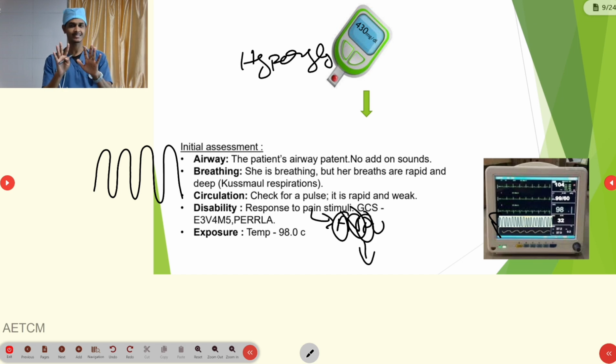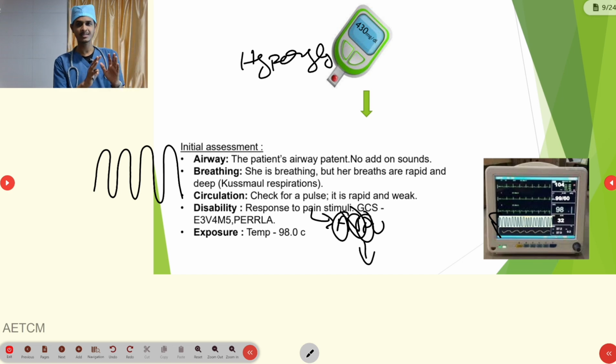So what are the challenges we have in this scenario? First challenge, the person has hyperglycemia. Second, the mental status: the person is responding only to pain stimuli, so the airway is under threat. The GCS is only 12, so you have to think about the airway threat. Third, the person has tachypnea, and at the same time a Kussmaul's breathing pattern. Fourth, the person has mild hypotension and tachycardia. So these are the challenges we have in front of us.